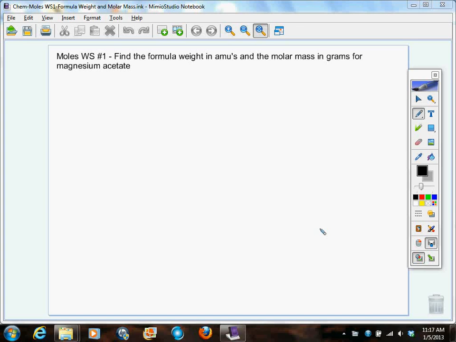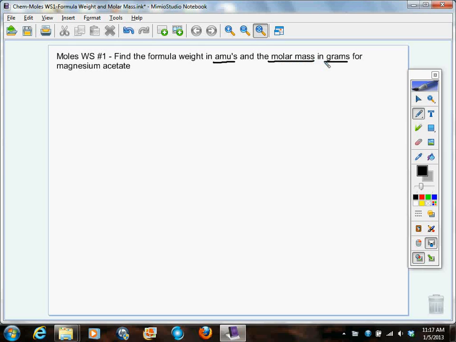Example worksheet number 1, where you have to find the formula weight in AMUs and the molar mass in grams for magnesium acetate. So our first thing here is to note that the weight given in the periodic table is in AMUs. If we have 1 mole of this substance, that's the molar mass, and that puts it into grams. So it'll be the same number that we get for both.